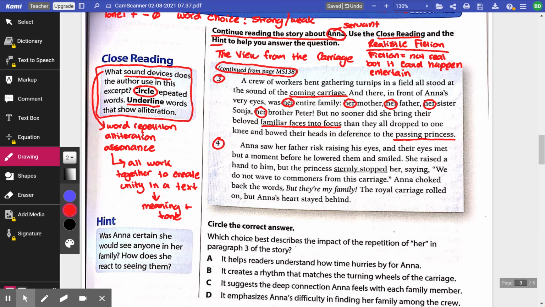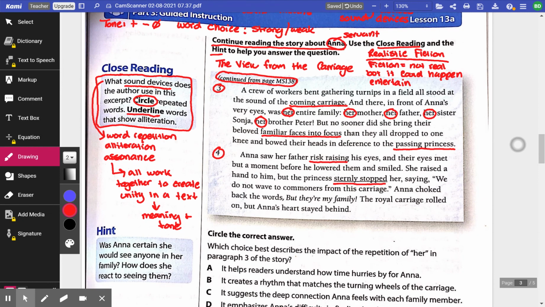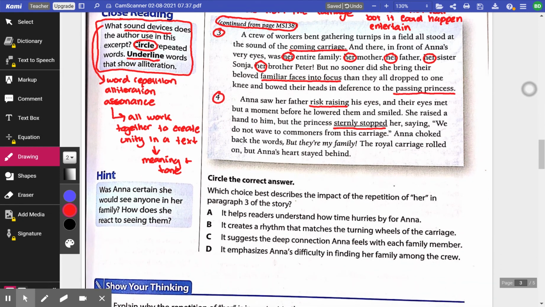So coming, familiar, and passing all have very rough, hard consonant sounds at the beginning of those. In paragraph 4, we have risk raising. That's a softer consonant sound with our R. And then we have sternly stopped here with that beginning sound for our consonant. So I think we have found several good examples of alliteration.